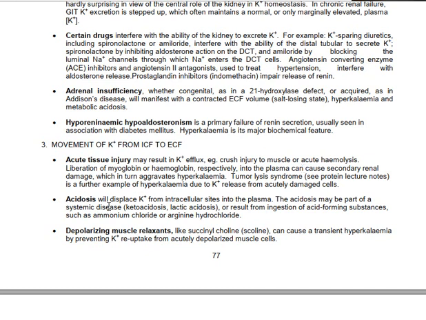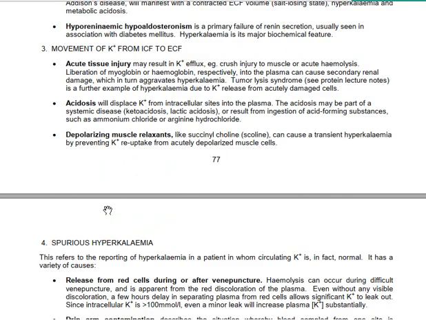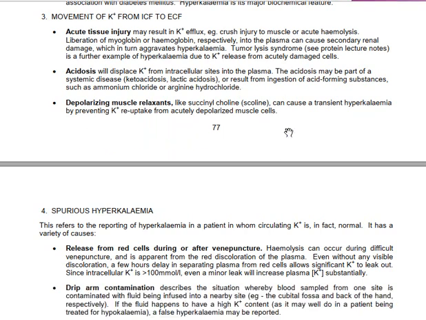The next one is acidosis. Acidosis is going to displace the potassium ion. As I've already said, every time there's hydrogen in blood, potassium is going to follow, but that action may be contrary at the level of the kidney. Now the next one is depolarizing muscle relaxant. Is it clear? There are certain muscle relaxants that can also cause that redistribution. Muscle relaxants such as succinylcholine can cause transient hyperkalemia by preventing potassium ion reuptake from acutely depolarized muscle.